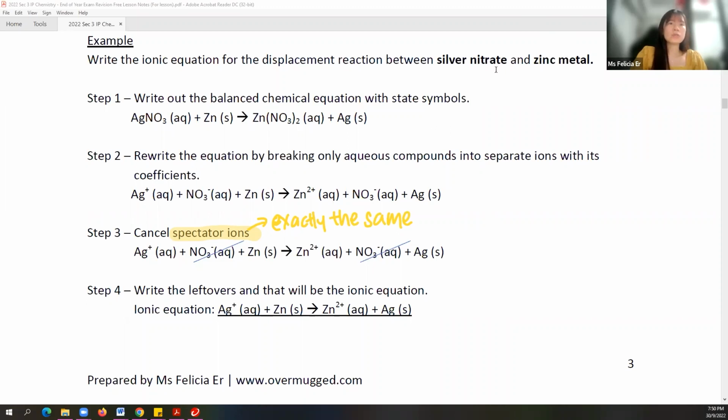Then lastly, do a quick check after you have completed it. Check, is the equation balanced? Because be it chemical equation or ionic equation, as long as it's an equation, it must always be balanced.